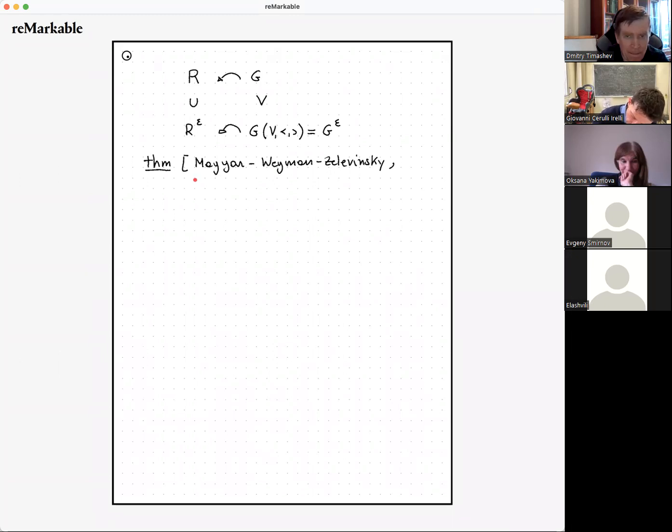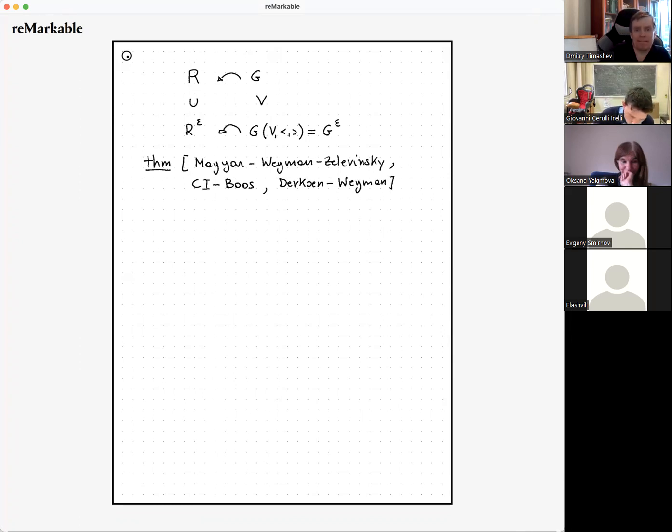But I and Lena give another proof of the theorem in this case. So the theorem of Magyar, Weyman, Zelevinsky is more general, but in this case of representation varieties of algebras, we give another proof, which is homological. And there is also another proof in some special case by Derksen and Weyman.